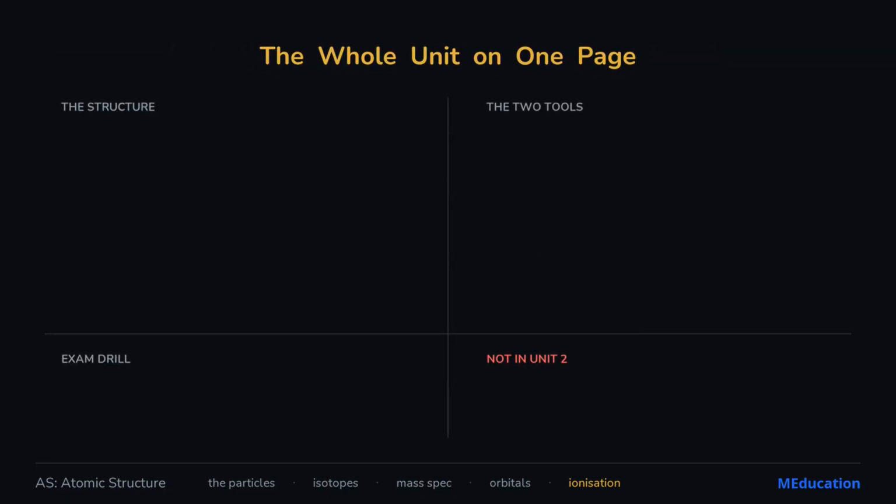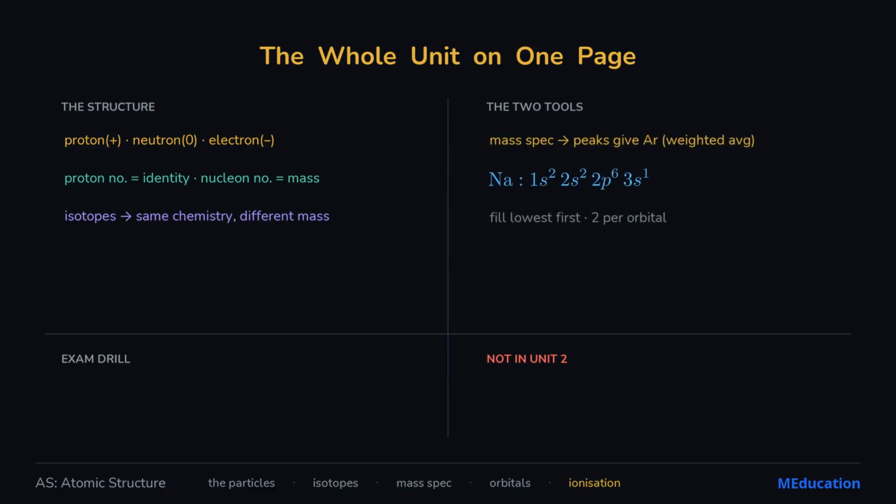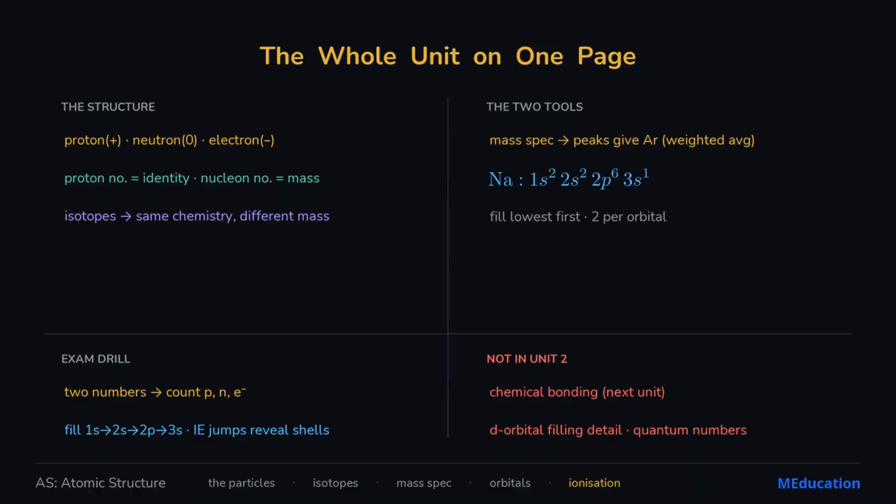Here's the atom on one page. On the left, the structure, 3 particles, 2 defining numbers, and isotopes that change mass but not chemistry. On the right, the 2 big tools, mass spectrometry to weigh and count isotopes, and electron configuration to place every electron in its orbital. Your drill, read the 2 numbers to count every particle, build any configuration by filling lowest energy first, and read an ionization energy graph for the telltale jumps.